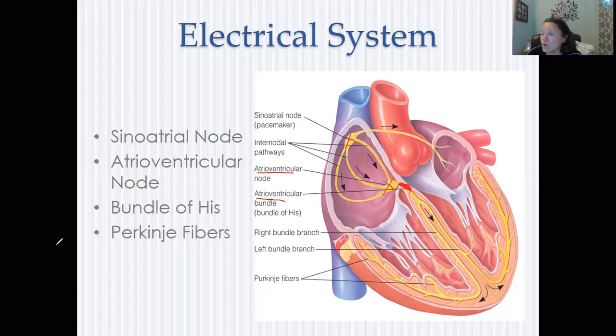So if your SA node fails at 60 to 100, then your AV node picks up at 40 to 60. Your AV node fails, your bundle picks up, but it's going to continue to go slower down that pathway. There's going to be less control, less beats per minute. So when you get down to this bundle of His, if it's what's picking up, its intrinsic rate is only about 20 to 40 beats a minute, which again is better than nothing, but still not really good for perfusion purposes.